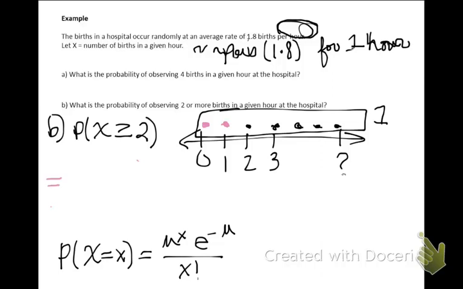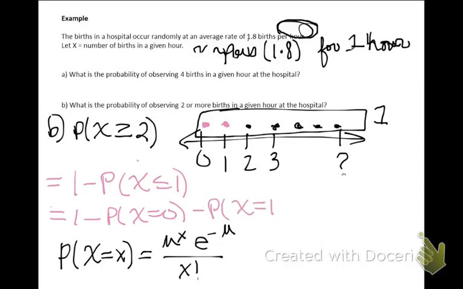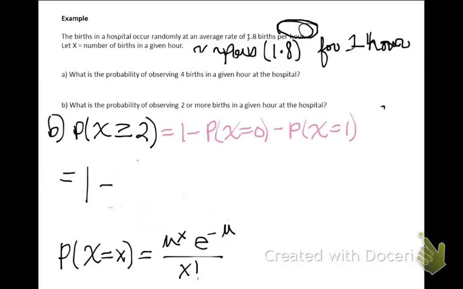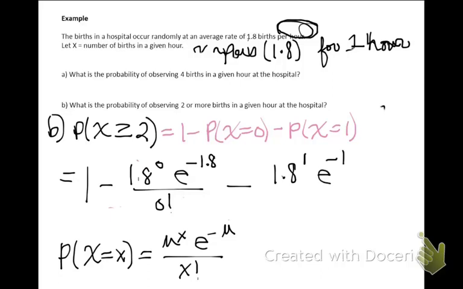So we're going to rework this as 1 minus the probability that x is less than or equal to 1. Or another way you could have written it is 1 minus the probability that x equals 0 minus the probability that x equals 1. This is 1 minus the probability that x equals 0. That's the average of 1.8 raised to the 0 power, e to the negative average, divided by the x factorial, minus the probability that x equals 1. That's the average 1.8, raised to the x, e to the negative average, divided by the x factorial.